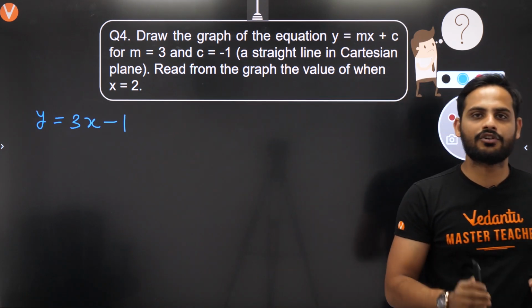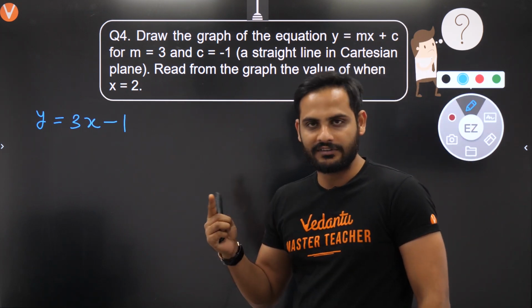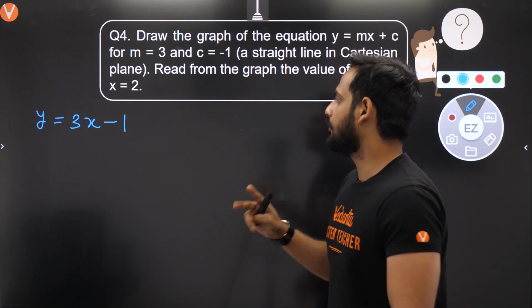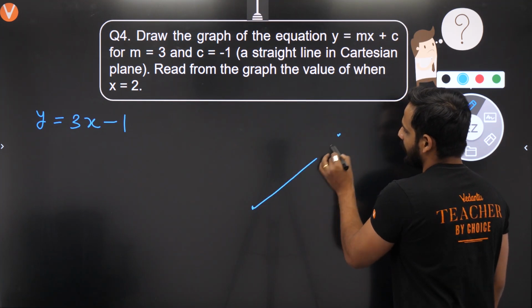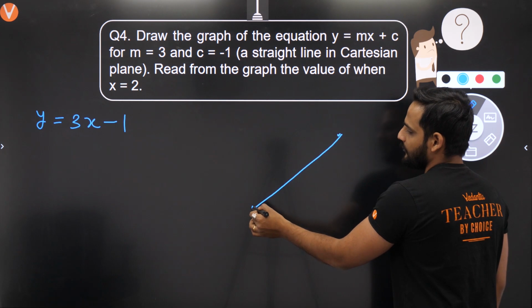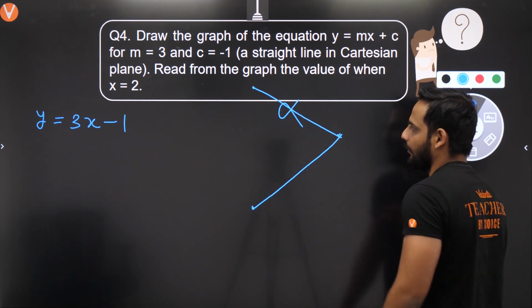I would always suggest you get 3 points. Why? Sometimes you might make a calculation mistake. Suppose you have got only 2 points, and by the calculation, the line should be this, but you made a calculation mistake and got this point somewhere here, and you will draw the line like this, and this will be wrong.